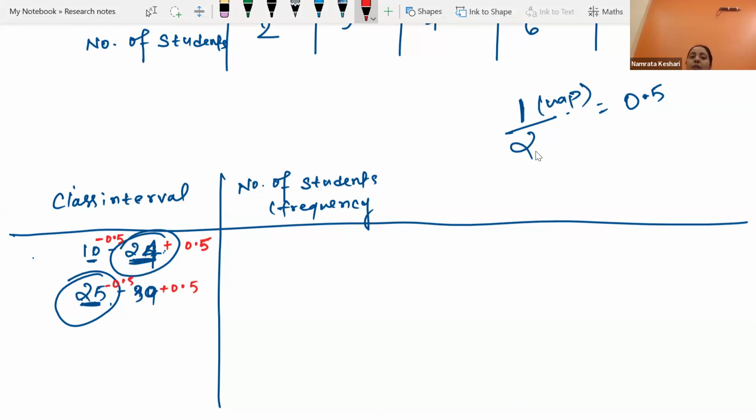तो हमारा 10 माइनस 0.5 क्या होगा? 9.5 एंड 24 प्लस 0.5 क्या होगा? 24.5. Getting it? Yes, ma'am. Okay, similarly this one will be 24.5 and this one will be 39.5. Now we have eliminated the gaps.